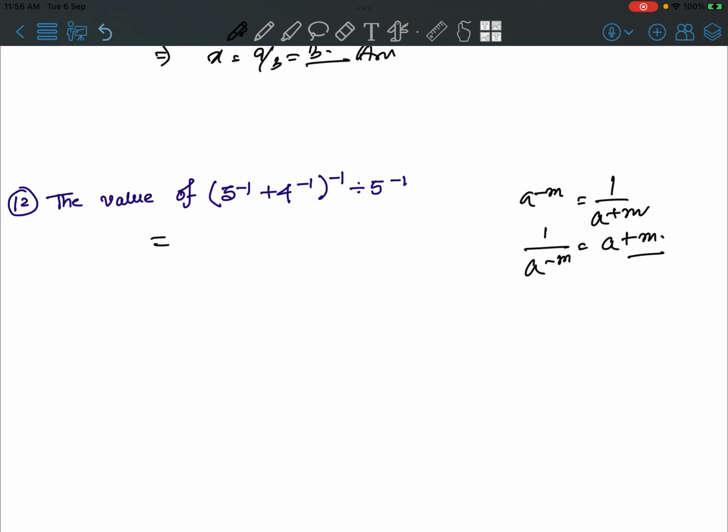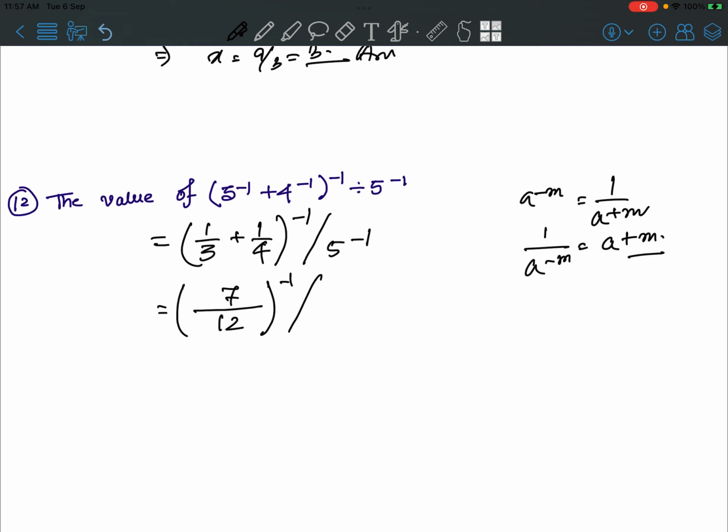3 to the power minus 1 can be written as 1/3, and 4 to the power minus 1 can be written as 1/4, then whole to the power minus 1 divided by 5 to the power minus 1. Now it becomes 7 upon 12 to the power minus 1, then 5 to the power minus 1.